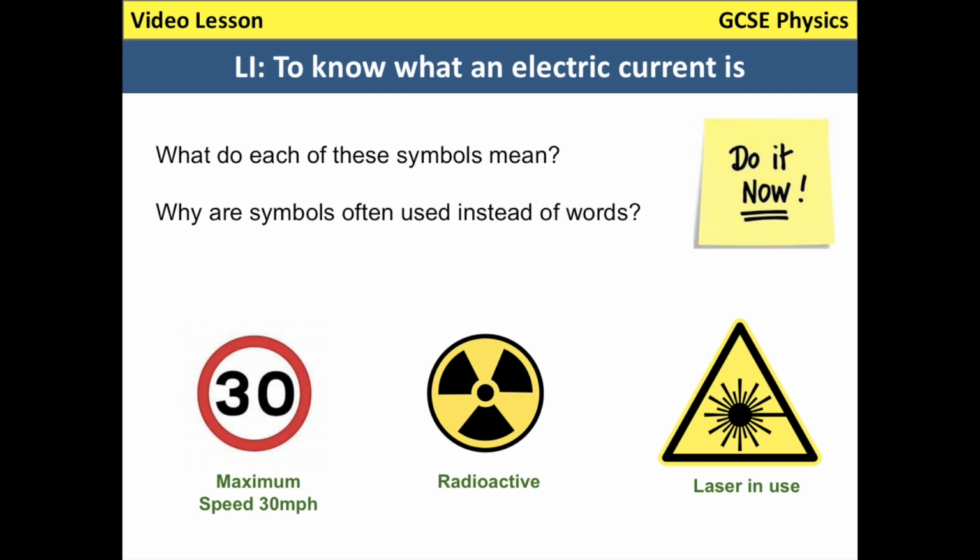Now, these are just three symbols, but there are lots and lots of symbols used across all of science, and to be perfectly honest with you, all throughout life. We normally use symbols because they have a universal meaning, meaning that no matter where you are, they all mean the same thing regardless of any language barriers that may exist.